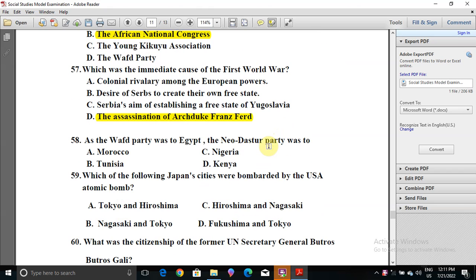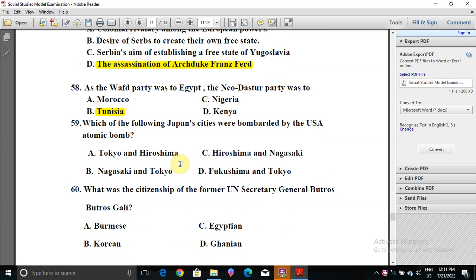Now in question number 58, as the WAFT Party was to Egypt, as we said before, the New Dastar Party was to who? To Tunisia. Okay, now question number 59.